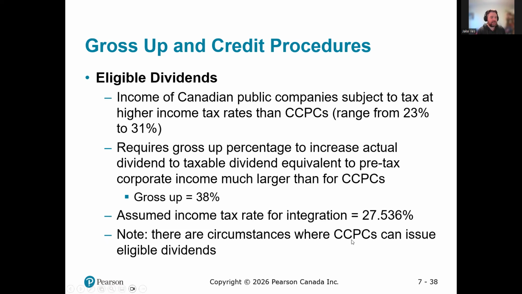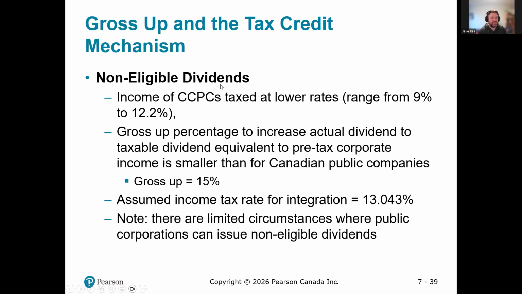There are circumstances where CCPCs can issue eligible dividends. We're not going to go into that in these chapters, but dividends will be revisited in a later tax course where we will apply circumstances where a public company might issue non-eligible dividends or a CCPC might issue eligible. For the current time, public companies pay eligible dividends. CCPCs pay non-eligible dividends. So eligible dividends have a higher gross up rate. Non-eligible dividends, because they pay a lower tax rate, their gross up just isn't as high.